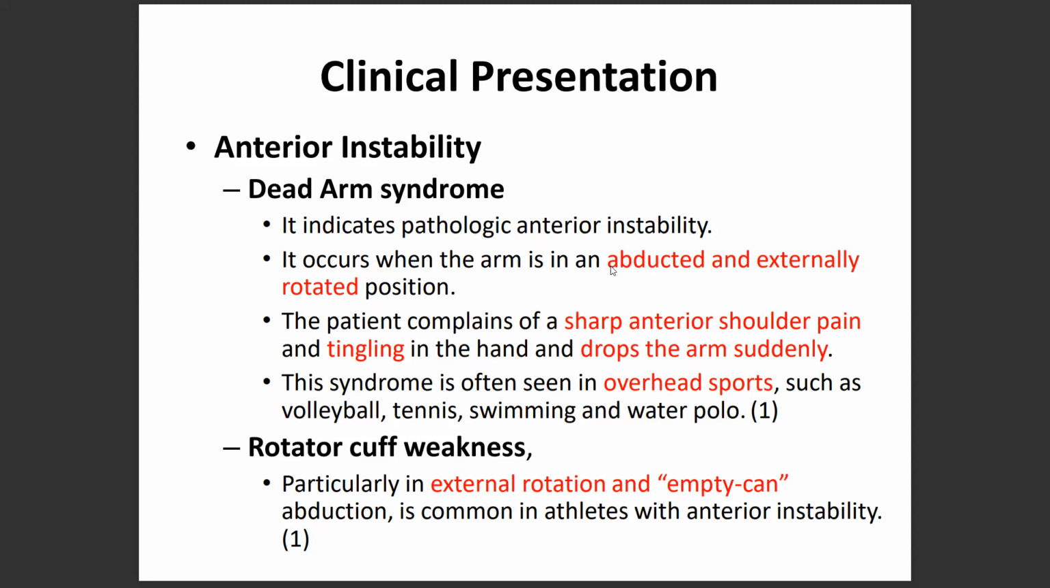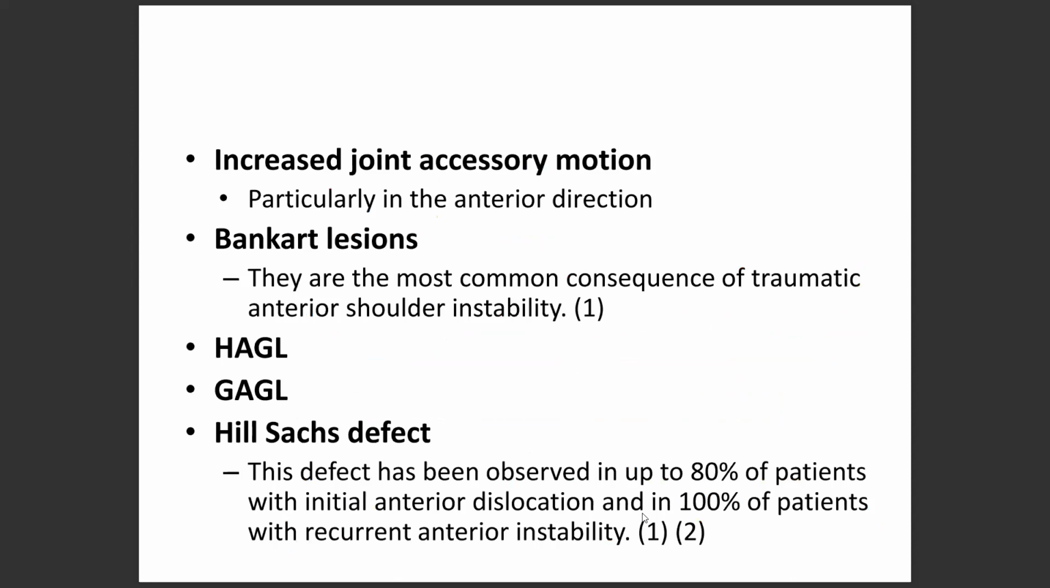Another clinical presentation in anterior instability is weakness of the rotator cuff muscles, particularly in external rotation, and empty can abduction weakness is common in athletes with anterior instability. There will be increased joint accessory motion, specifically in the anterior direction.